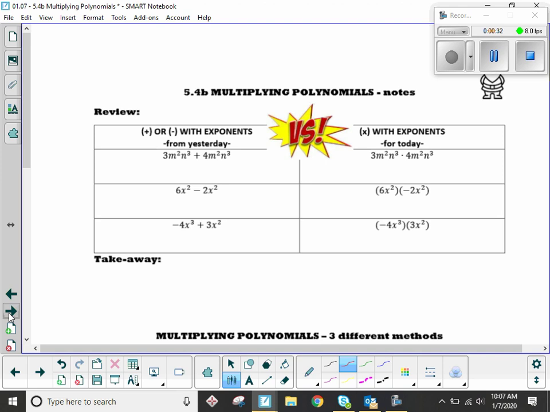Okay, so the terms are the same. Here we're adding, subtracting. Here we're multiplying. So on this left-hand side, fill those in real fast. Do you know how to do those? We just did that on the warm-up. Do those additions or subtractions on the left-hand side real fast.